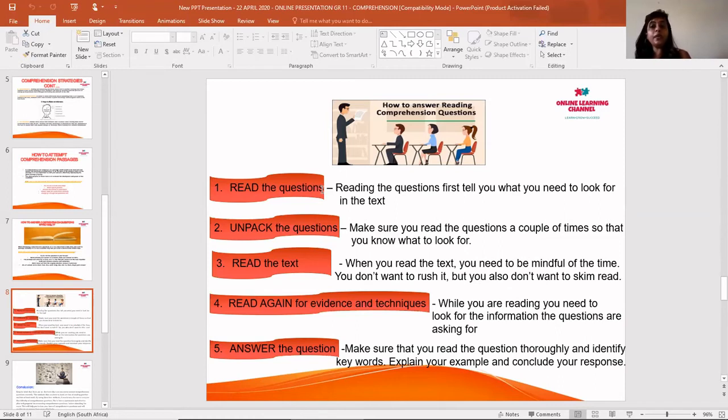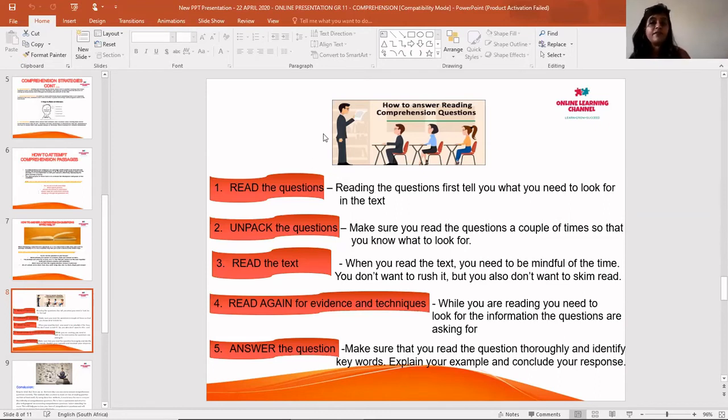Number 3, you're going to read the text. When you read the text, you need to be mindful of the time given. Remember, in your comprehension, which is your paper 1, you've got approximate time given to you, which you can use. Make sure that when you are doing the comprehension, you have specific time to complete it before going to the next question. You don't want to rush it, but you also don't want to skim read. So make sure you read the text properly.